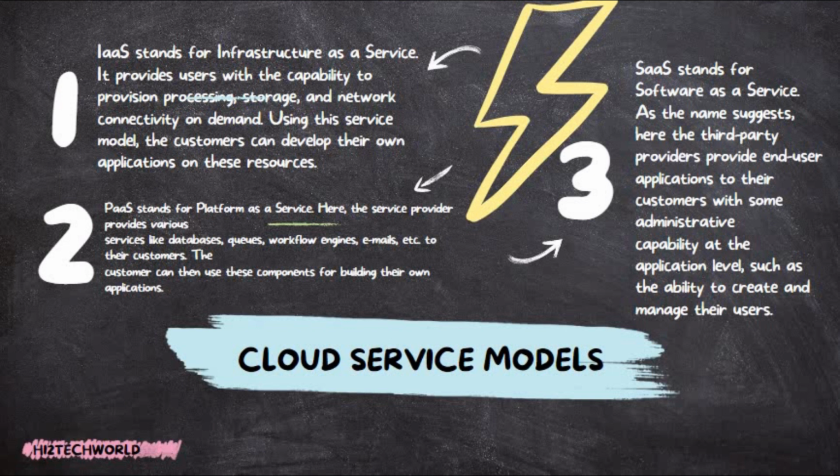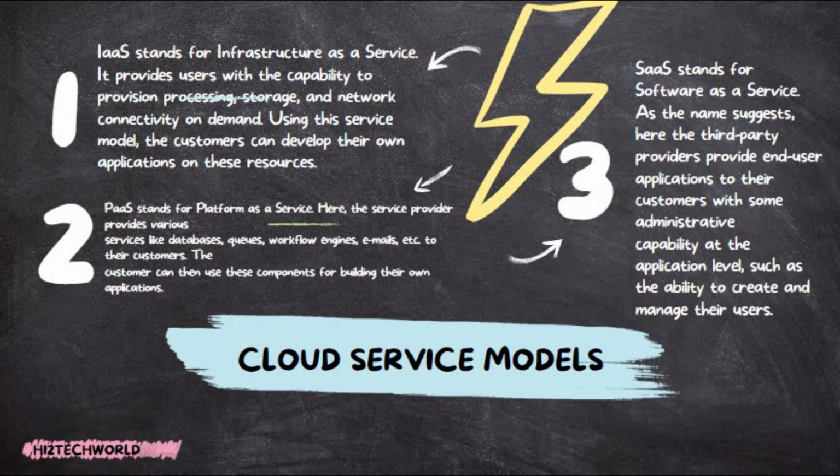And the third type of model is SaaS, which stands for Software as a Service. Okay, and as the name itself suggests, the third-party providers provide end-user applications to their customers with some administrative capability at the application level, such as the ability to create and manage their users.